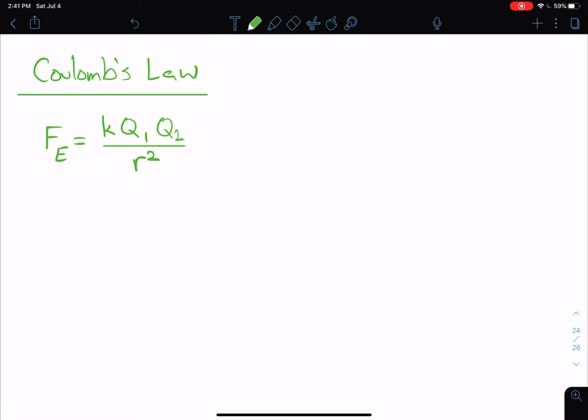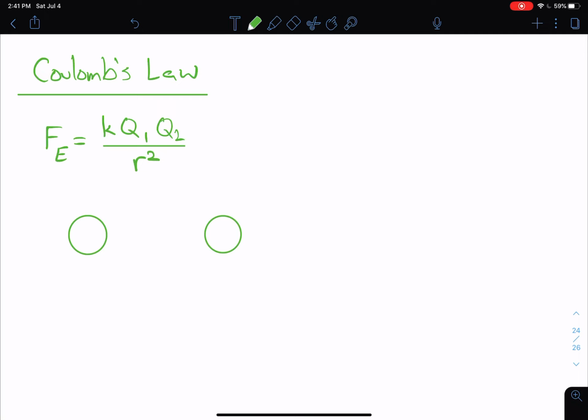Now, this is the computational part of Coulomb's law. It's the formula. Notice, though, that it's for the magnitude of the electrostatic force. We already know that force is a vector. So that's where the conceptual side of Coulomb's law comes in. It lets us know how to determine the direction of the electrostatic force.